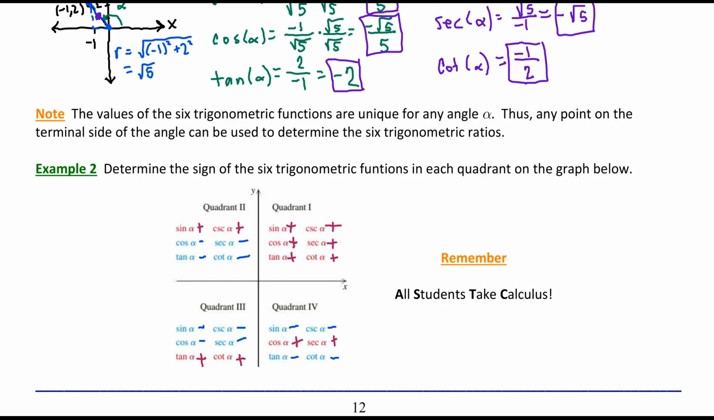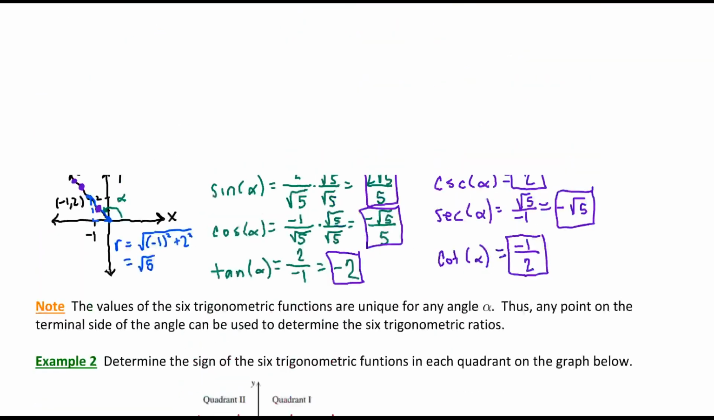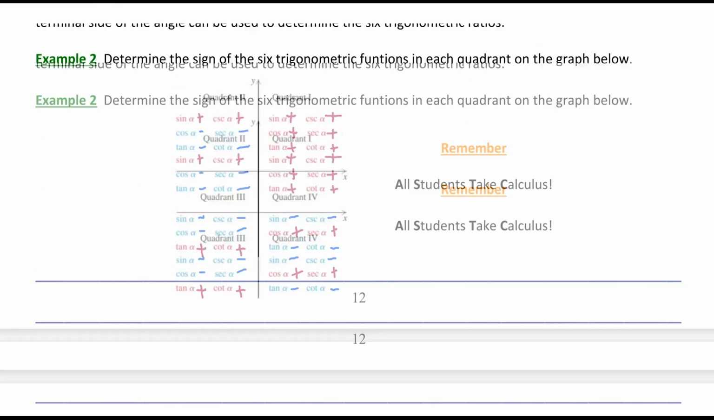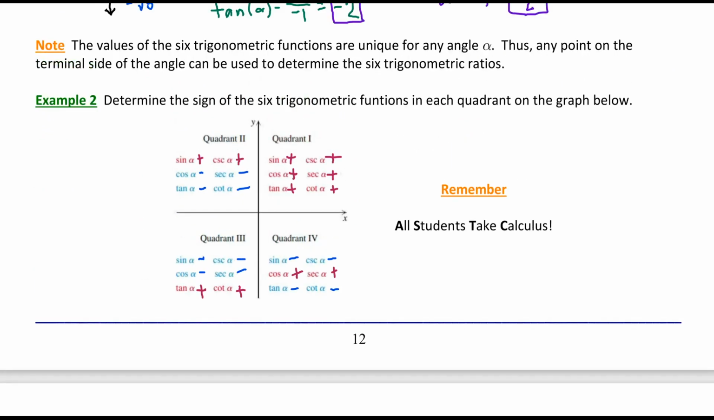So to determine the sign of the 6 trigonometric functions in each quadrant, we have to first of all know their ratio definitions. Once we know their ratio definitions and we can determine the sign of x and y in quadrants 1 through 4, then we can make our conclusion.